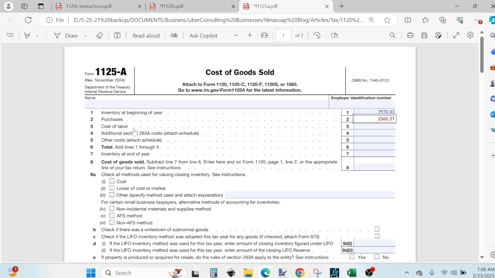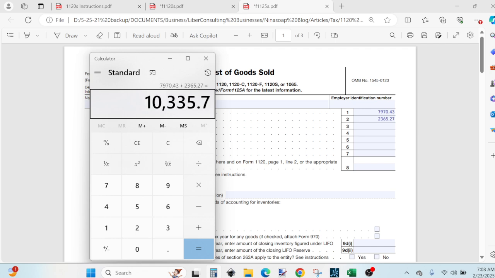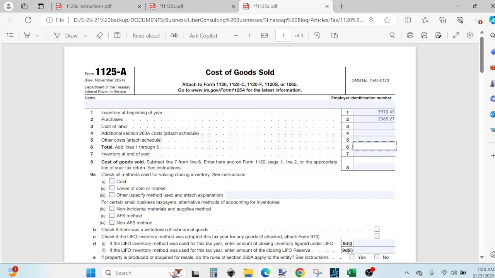Then cost of labor. If you have labor directly associated with this, you'll put it here. That means you are not going to put it on Form 1120-S where you have labor if you put it on this form. Then additional section 263A costs, other costs, and the total is going to be the total of lines 1 through 5. We can use a calculator for that: 7970.43 plus 2365.27, and we have 10335.70.